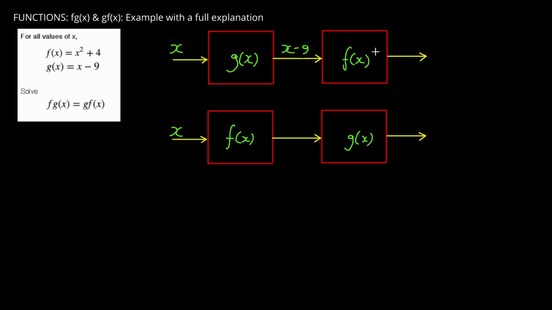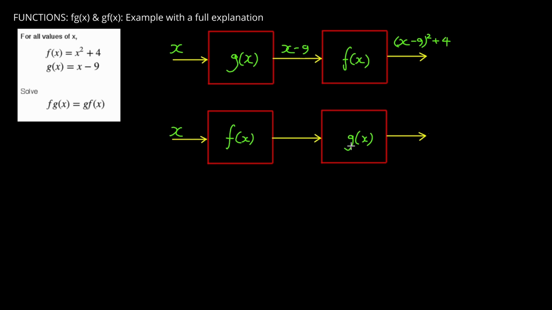So the f box on its own is expecting an input of x. If it had an input of x, it would produce x squared plus 4 on the output. But we haven't got an input of x, we've got an input of x minus 9. So wherever you see x on the function's rule, we need to put x minus 9. So the output here becomes x minus 9 squared plus 4.